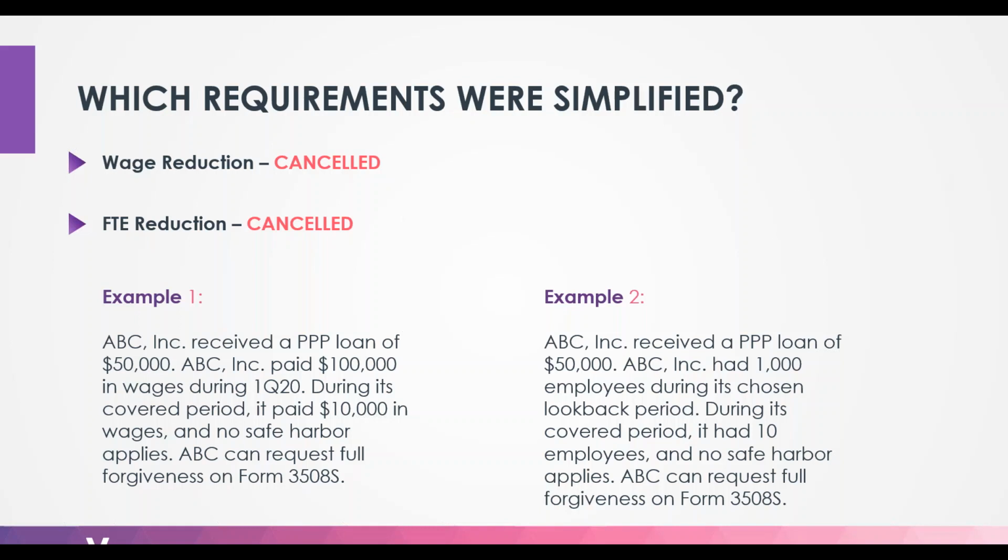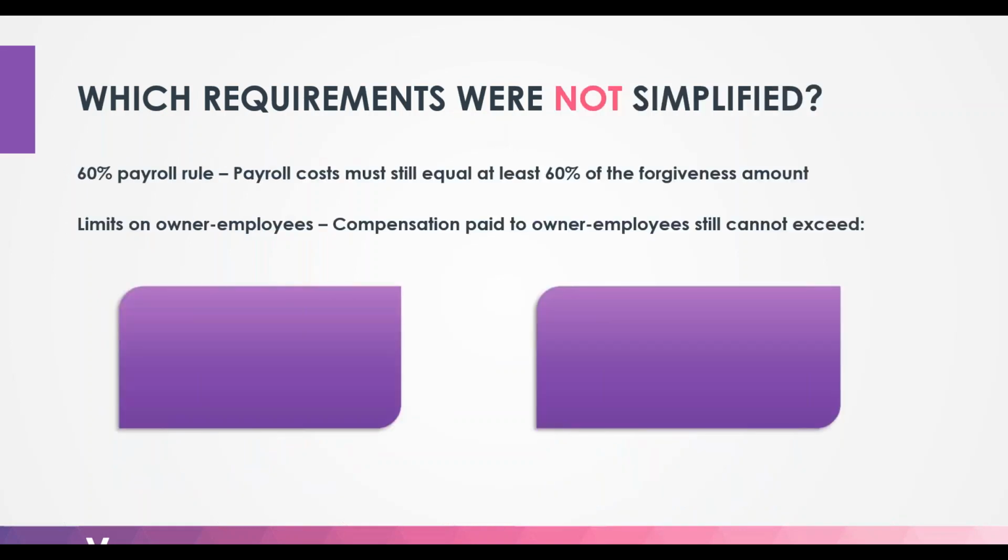But if somebody really had a bona fide situation where their FTEs went down with no safe harbor, they'll still be eligible to request full forgiveness on the simplified process because their loan is considered de minimis. That was really the logic of SBA, that these loans are de minimis, and therefore we have the authority to go ahead and simplify it. But not everything was simplified. There are a number of requirements that still exist.